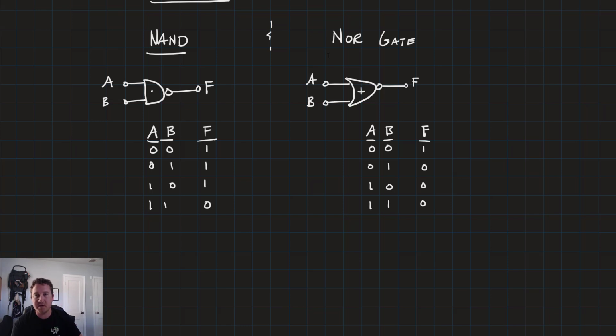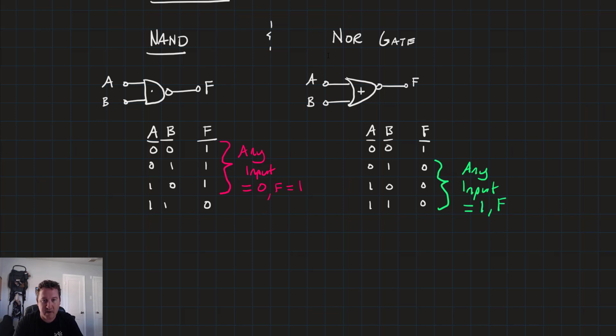Now there are 2 observations that I want you to make about these truth tables. Notice what input value dominates the output. What I mean by that is, over here on the NAND gate side, if any input is equal to 0, F is equal to 1. And on the NOR gate, it's sort of the opposite. Here we see if any input is equal to 1, then the output F is equal to 0. That's going to become important when we talk about our latches. So let's go ahead and do that.